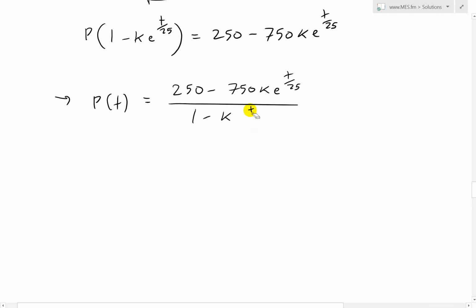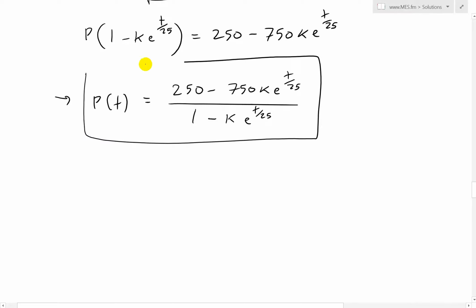Let's write this a bit neater. e t over 25. Yeah, here I just wrote that a bit neater again. So that is what we have. That's our answer for a generic constant k.